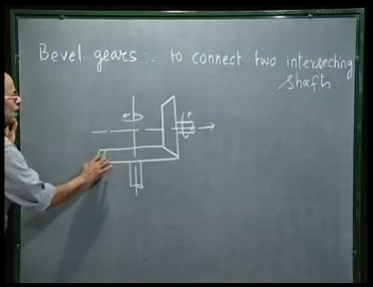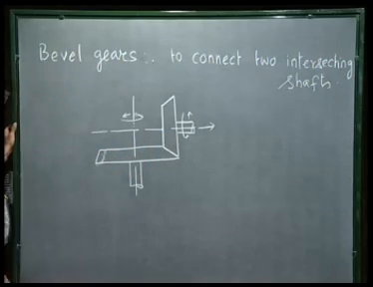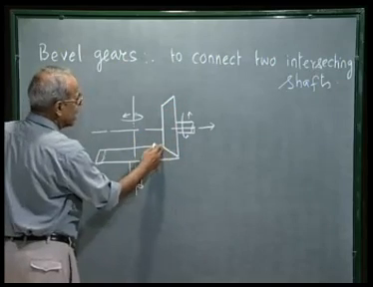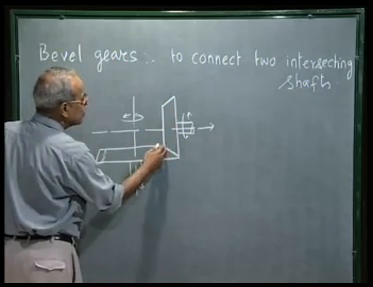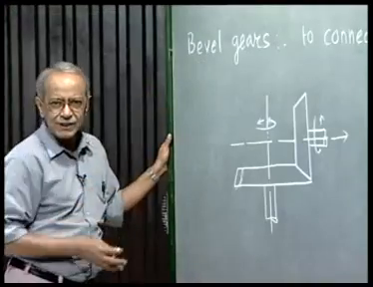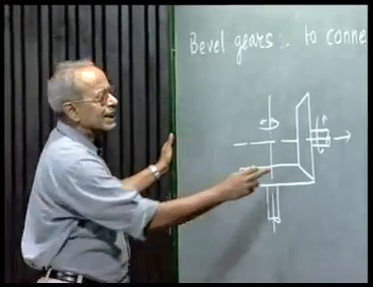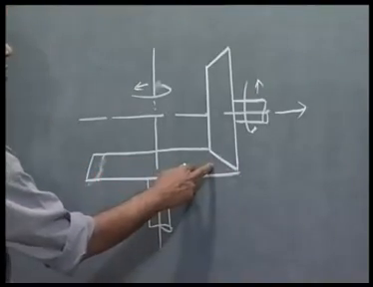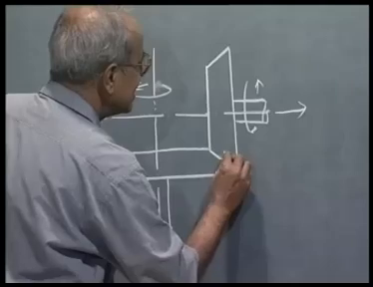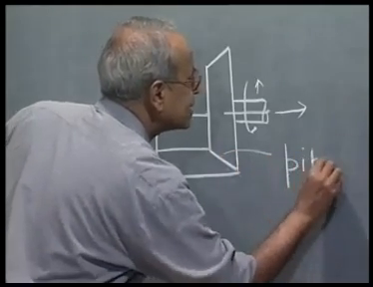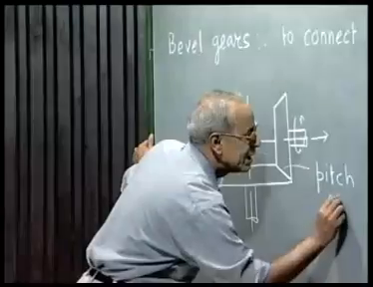So these are called a pair of bevel gears. The thing to note is that for spur gears we had pitch surfaces which are cylinders. Gear teeth were cut on the surface of a cylinder. Here the gear teeth are cut on the surface of a truncated cone. So these cones represent what we call, instead of pitch cylinders, pitch cones.